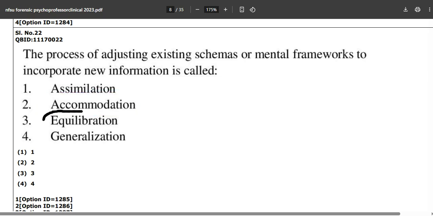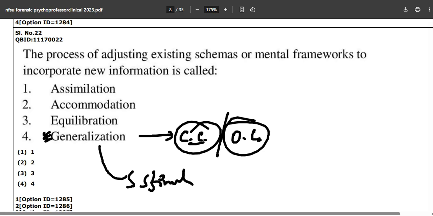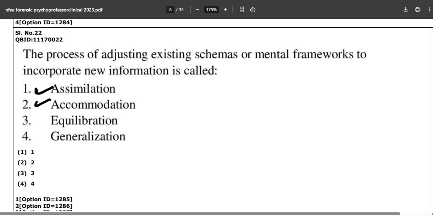Now equilibration is given, and generalization. Why is generalization given over here? You will mostly learn about this phenomenon when you study conditioning, classical or operant, where the stimulus is generalized. So obviously assimilation and accommodation are the two options, and option number 2 is the correct answer over here.